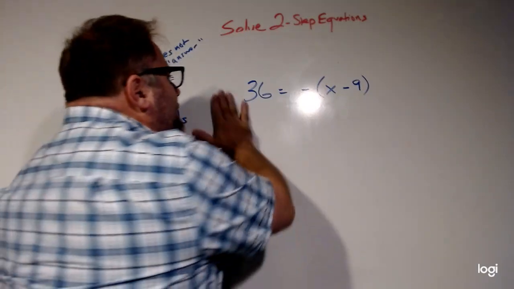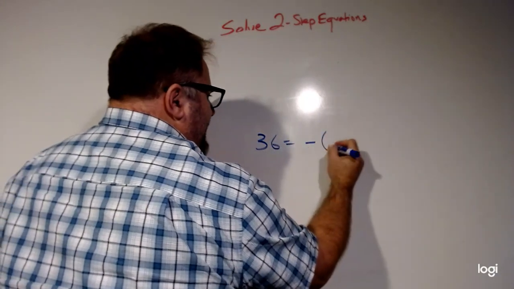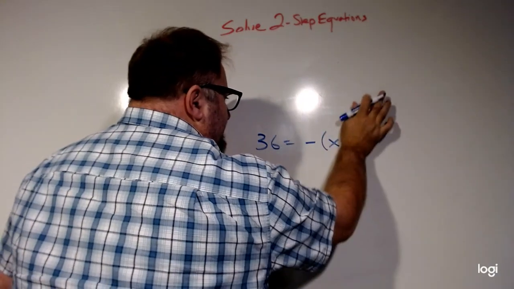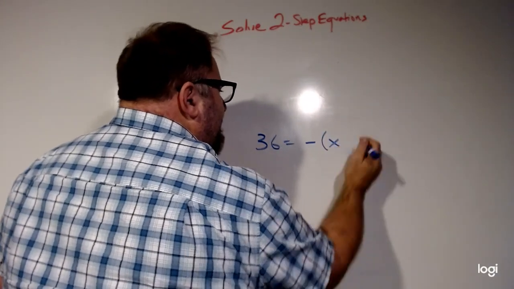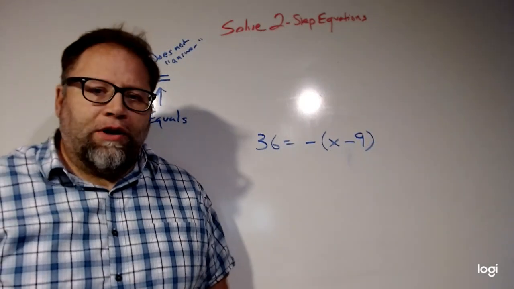Nah, hold on. 36 equals negative x minus 9. Yeah, there we go. Now you can see it.